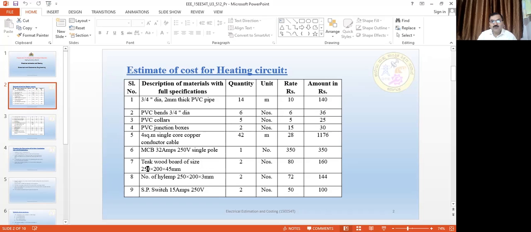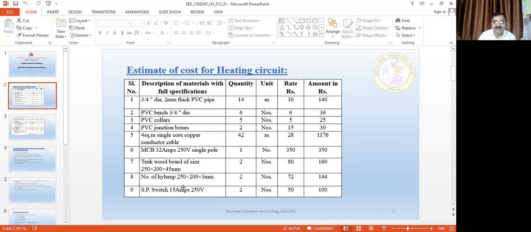Now teakwood board of size 250 by 200 by 45 mm. We need to fix one switch and one socket. So 250 by 200 by 45 mm size is required. Two points are there, therefore two boards are required. Each is 80 rupees, so totally it becomes 160 rupees.